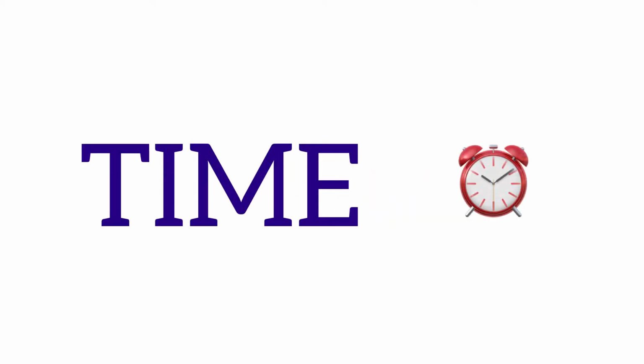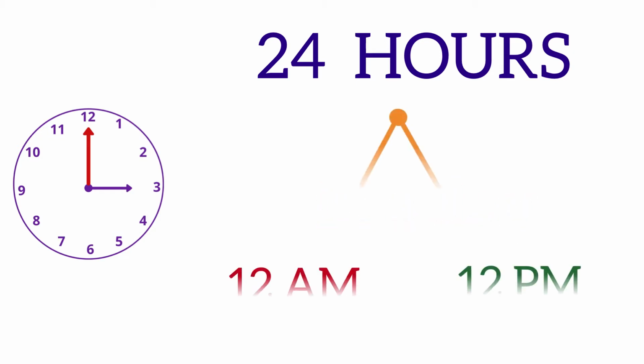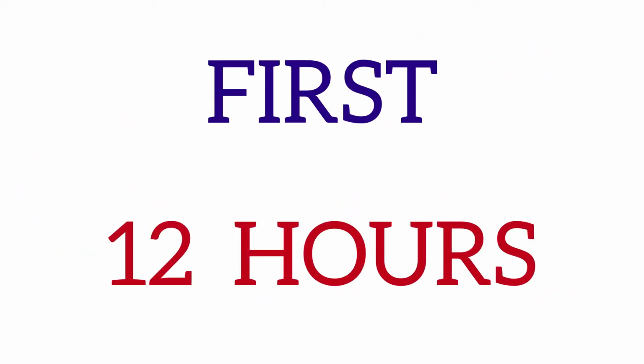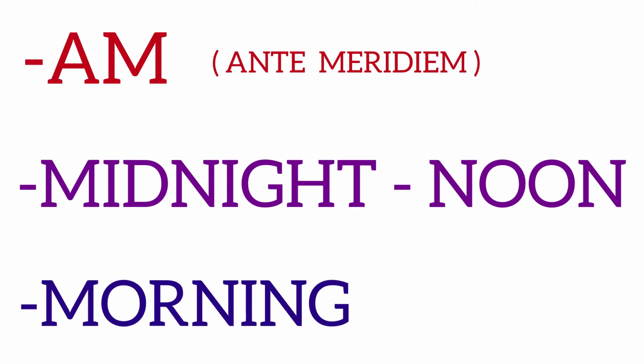In today's lesson we will learn how to tell the time using the 12-hour system. There are 24 hours in a day. These 24 hours are divided into two periods lasting 12 hours each. The first 12-hour period, called AM, which translates into anti-meridian, runs from midnight to noon. We call this the morning.